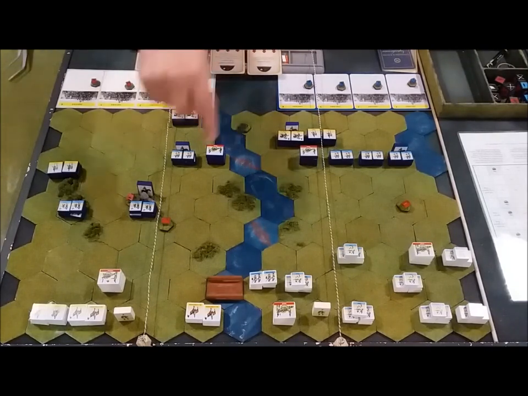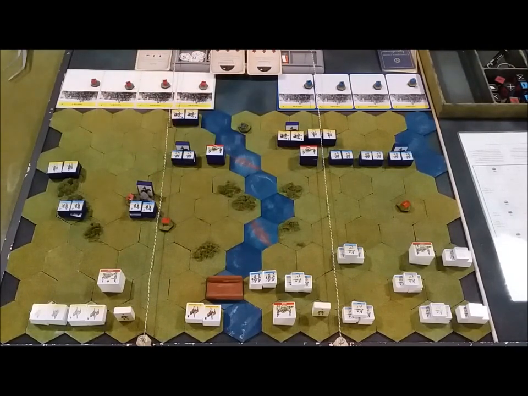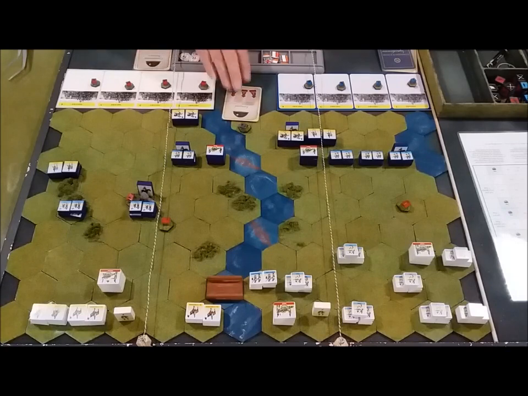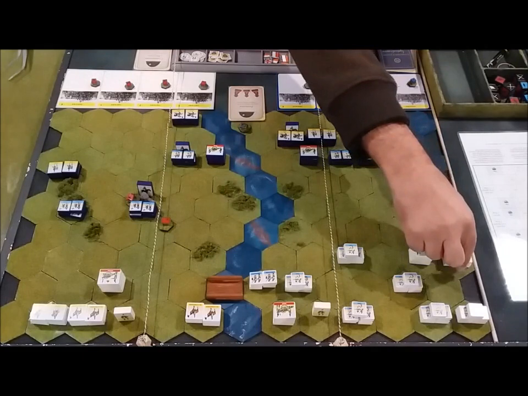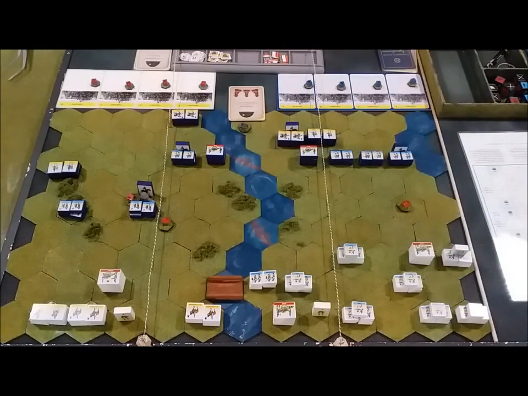Righto. We need to get some infantry over here, is the thing. So I think what we're going to do is we're going to go for a forward, which is going to give us 2 in each area. Now, what ones are we going to do? Righto. So first one I think is going to be this line unit here. We need to bring them forward. And do that.